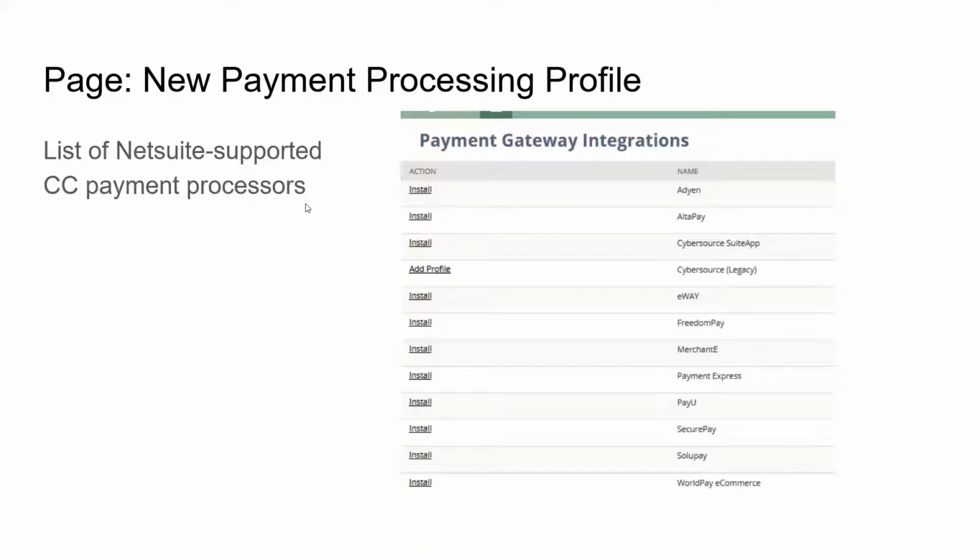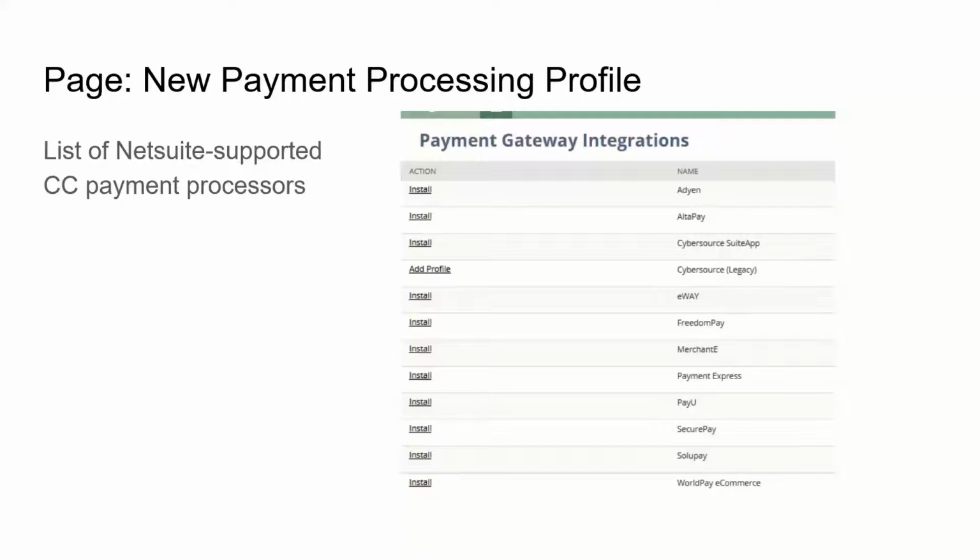All right, under the page New Payment Processing Profile, we're going to talk about the processing profile. This is where, basically, I want to charge my customer's credit card, but I've got to go through what's called a payment processor to do that, a third entity to handle that transaction. These are what NetSuite is calling the payment gateway integrations that are native to NetSuite. So this is who NetSuite supports.